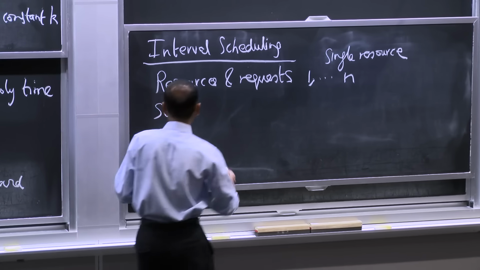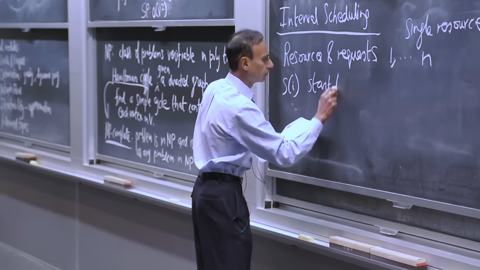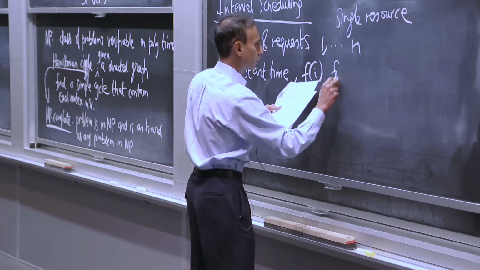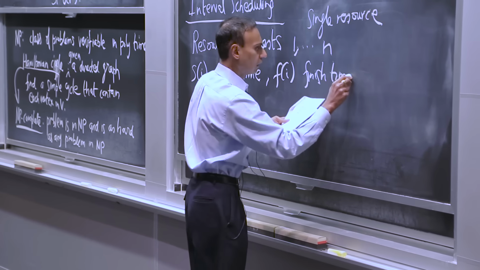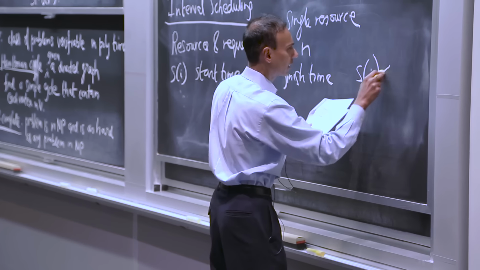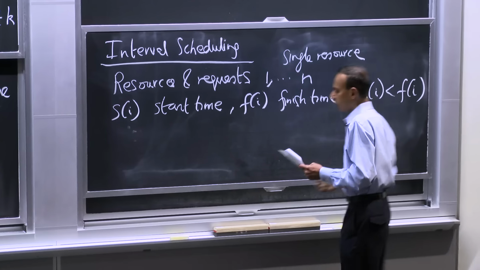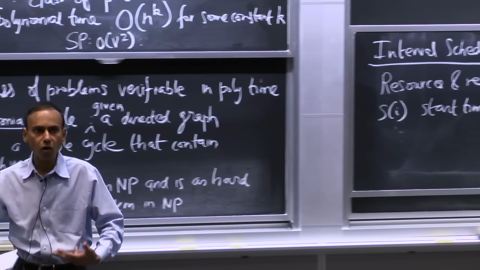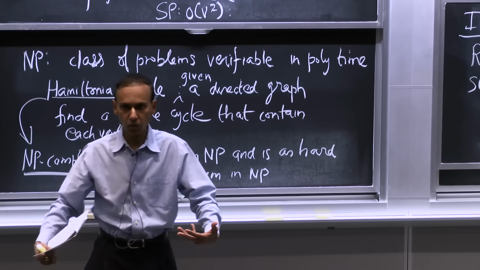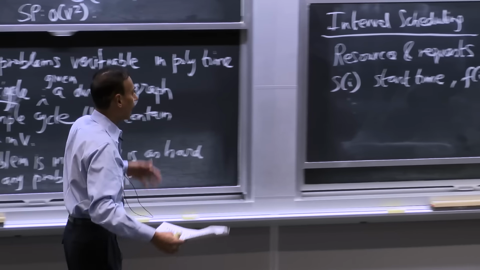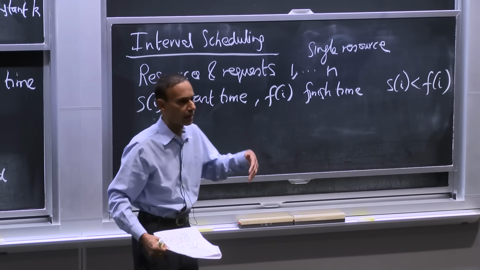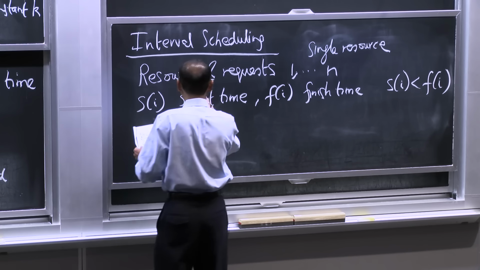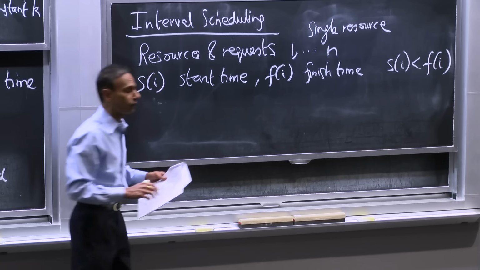Each of these requests corresponds to an interval of time, and that's where the name comes from. Si is the start time. Fi is the finish time. And we're going to say Si is strictly less than Fi. I didn't put less than or equal to there because I want these requests to be non-null, non-zero. Otherwise they're uninteresting. We're going to have a start time and an end time, and they're not equal. So that's the first part of the specification of the problem.